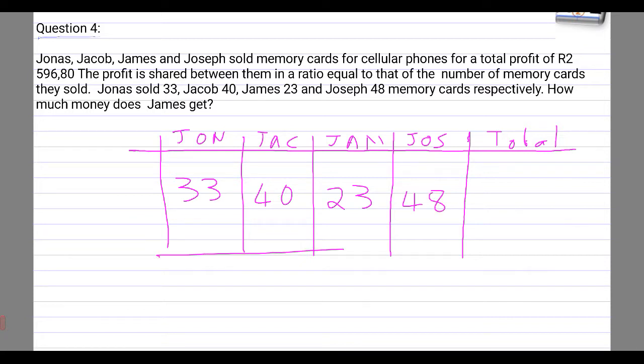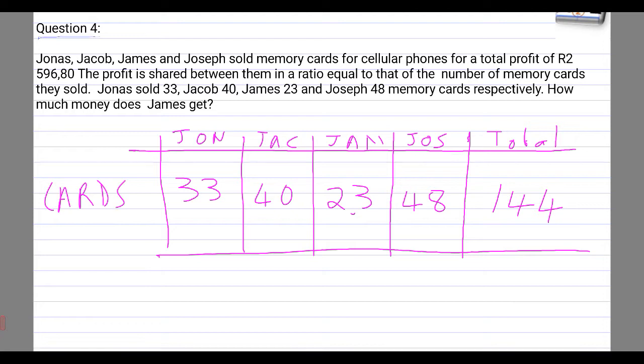Now that means in total they sold 33 plus 40 plus 23 plus 48, which would amount to 144. So in total they've sold 144 cards. And then we're told that in terms of the profits, they each get a portion according to the number of memory cards that they sold.